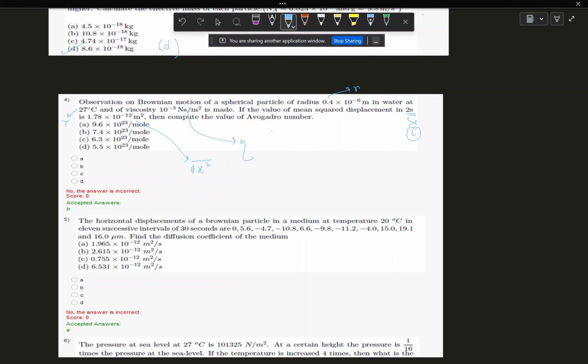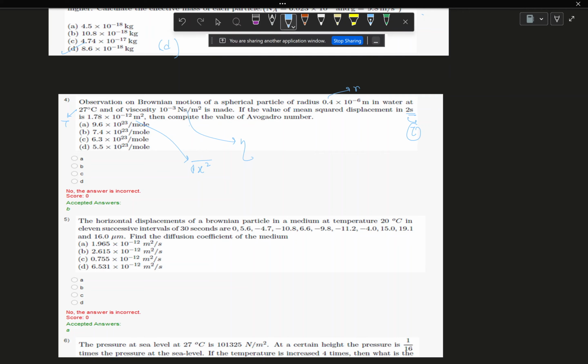You probably know already from the lecture that these Brownian motion problems were excellent experimental tools to directly calculate Avogadro's number. Basically, in the experiment done by Perrin at that time, he could directly calculate Avogadro's number from his data logging, and it came very close to today's known accurate value of Avogadro's number, which is 6.023 into 10 to the power 23. Here, the problem is based on that: you have been given all the information about the Brownian motion, and you have to calculate Avogadro's number backwards.